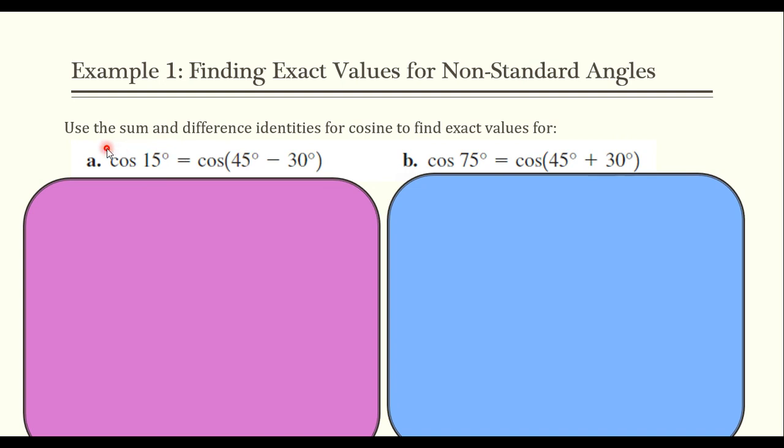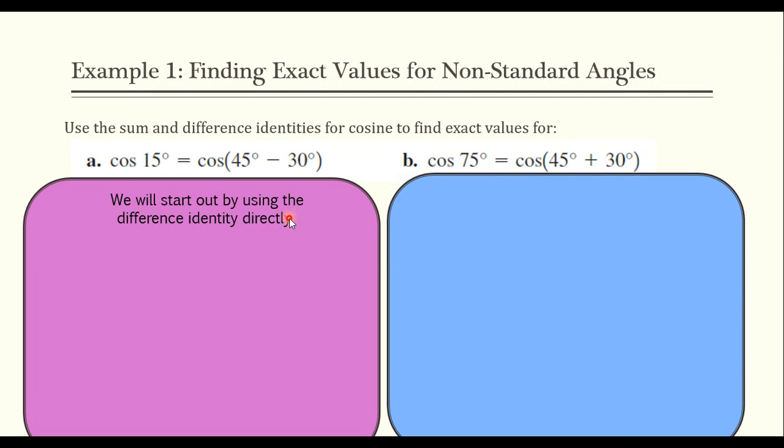So this example says use the sum and difference identities for cosine to find the exact values for, let's work on problem A, cosine of 15. And I know that I can rewrite this as cosine of 45 degrees minus 30. And these are 2 known values that I can use, right? So we're going to start off by using the difference identity directly. Notice that this is a difference. So that's kind of my clue is, oh, I'm going to use my difference identity.